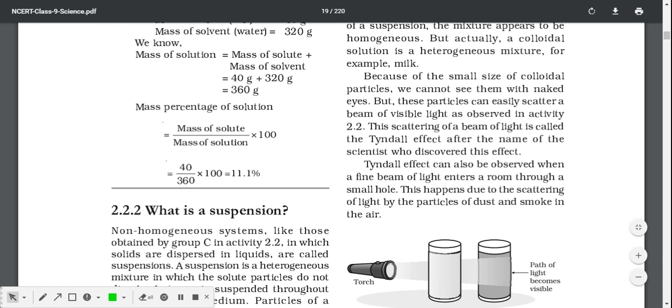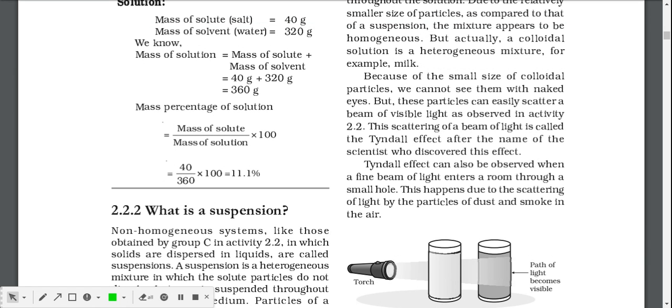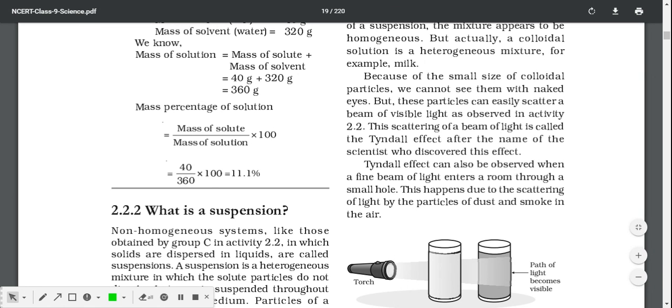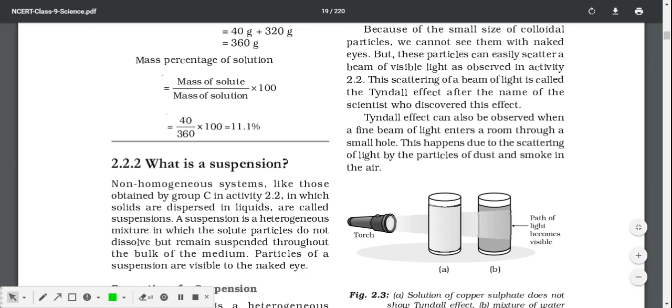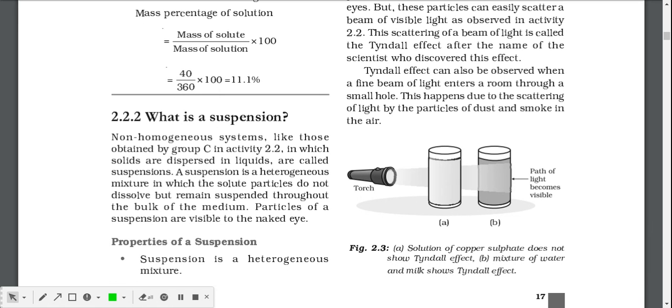So mass percentage of solution is mass of solute upon mass of solution into 100. So mass of solute is 40 upon mass of solution that we have obtained here, that is 360, multiplied by 100, that is 11.1%, right? Okay, that's a quite simple example.